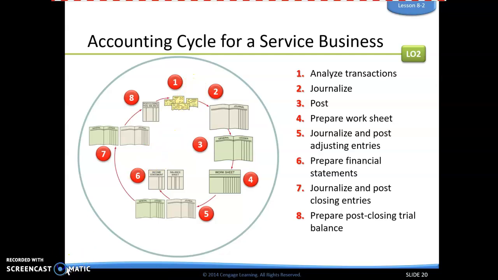Now we'll go into MindTap and do the 8.2 work together.